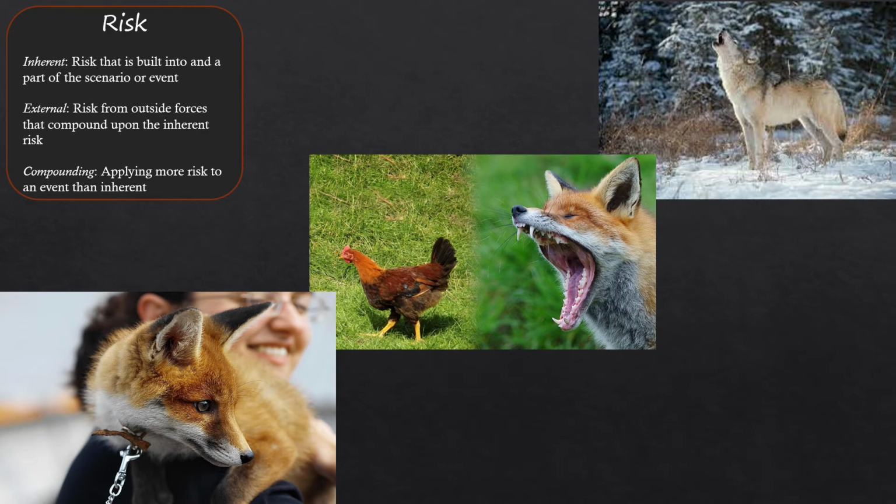When it comes to inherent risk, we're talking about built-in risk versus external risk, and compounding risks. Inherent risks: let's talk about raising chickens. Wolves and coyotes are an inherent risk to somebody who has a chicken coop, right? They're a danger. An inherent risk of wolves or foxes is that they're dangerous to livestock. An external risk would be the fox itself being the external risk to the chicken coop.